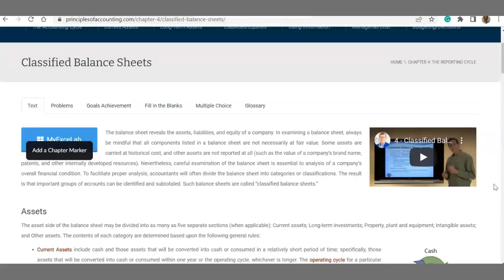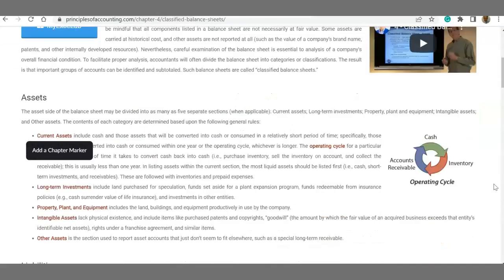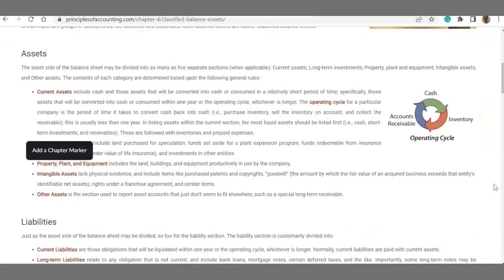Let's go to the classified balance sheet. As I said, we have assets at the top equal to liabilities plus equity. But what types of assets do we have? We have 5 types of assets.